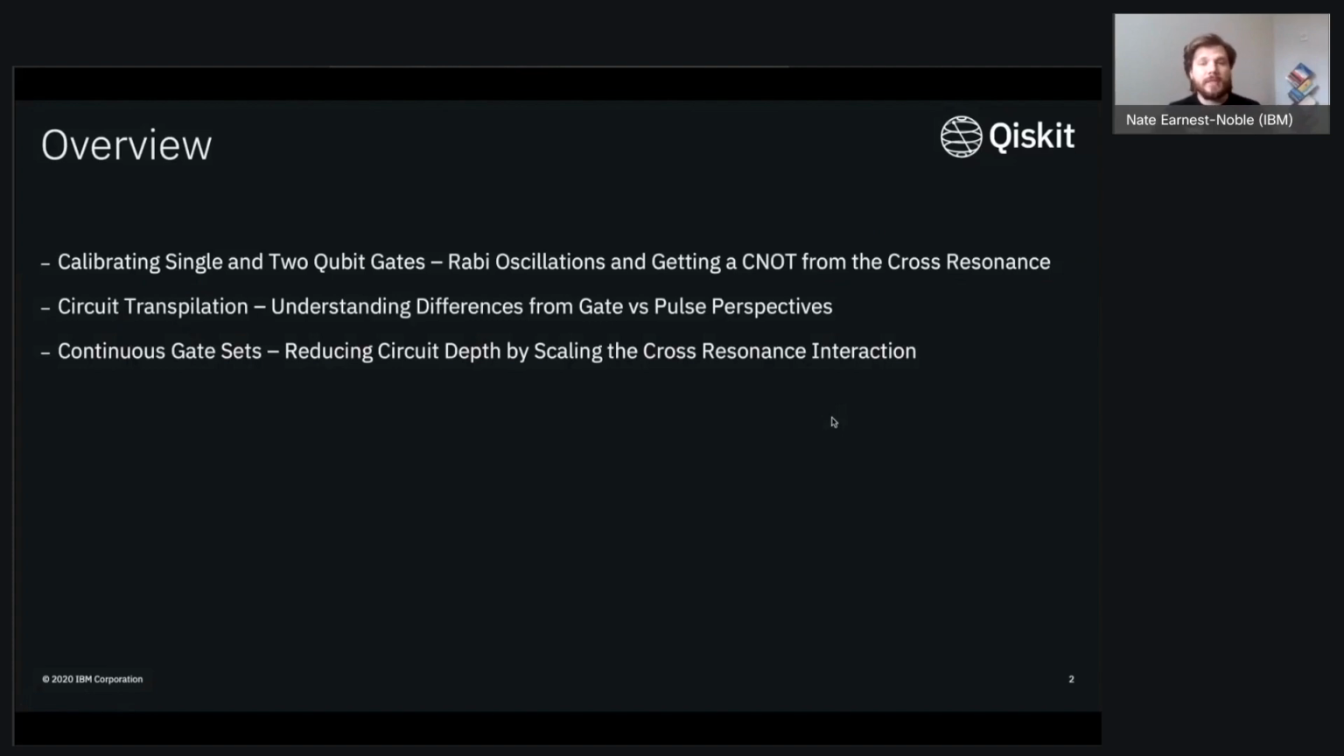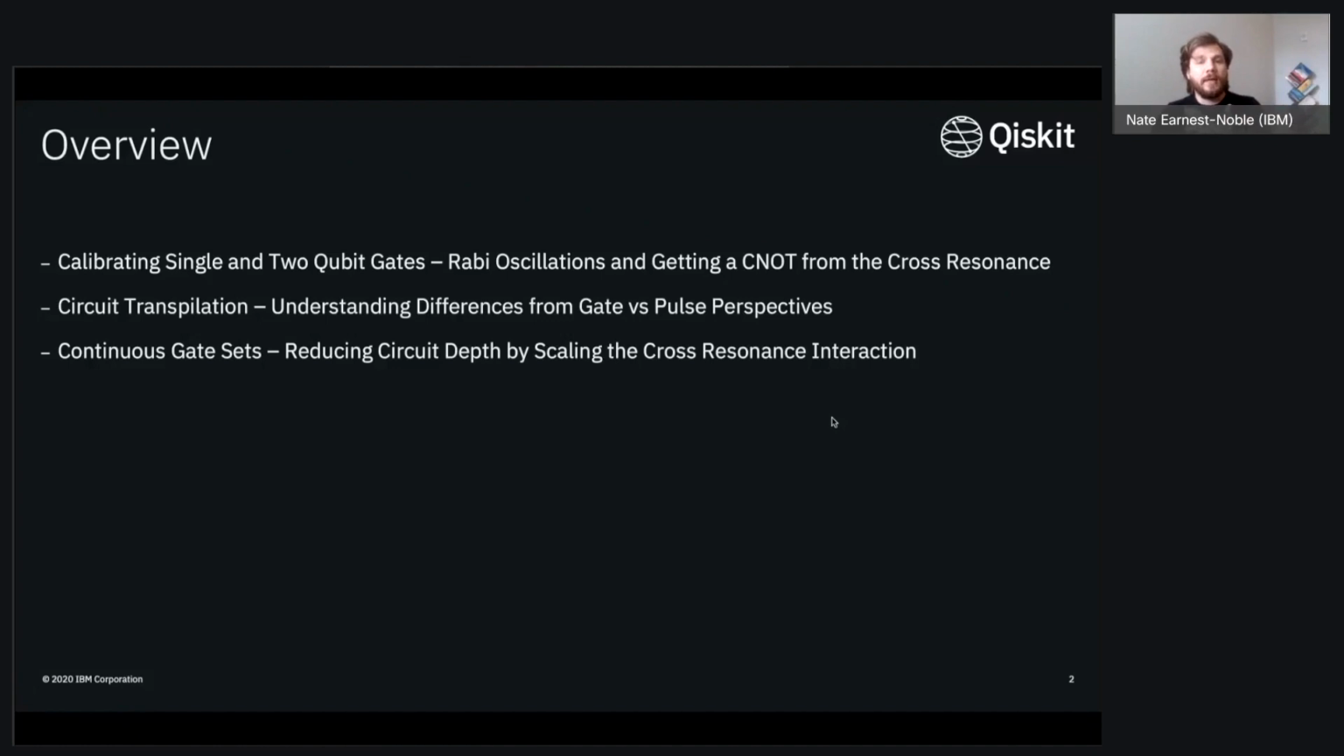Then I'm going to move into this idea of circuit transpilation. This is the process in which you take some idealized quantum circuit and actually map it to a real backend of some sort with a given connectivity, as well as other potential limitations, and ways that you can help improve the results when you're doing that. Specifically, I'm going to take this pulse perspective versus a gate perspective and demonstrate how differences can arise at times.